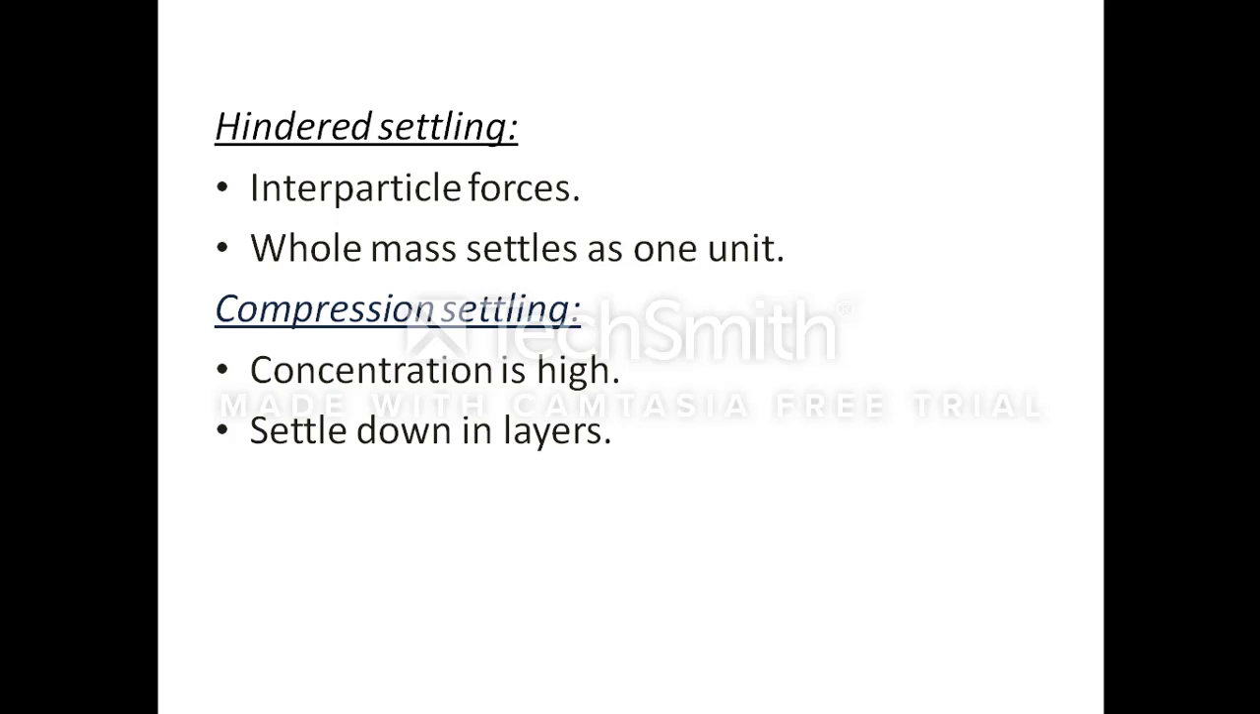Now, type 4 settling or the compression settling. The concentration of particles is very high, so the particles form different layers. They settle down one by one as one layer after another layer, and the compression occurs between the two layers. This was all about the settling of particles. In the next lecture, we will study about the sedimentation tanks and their types.